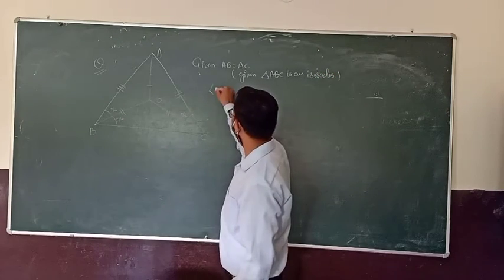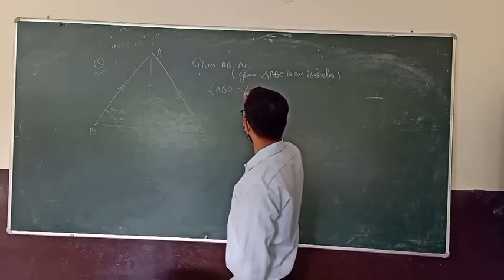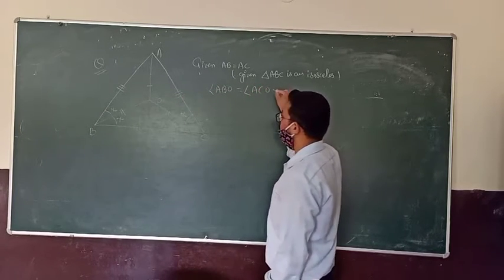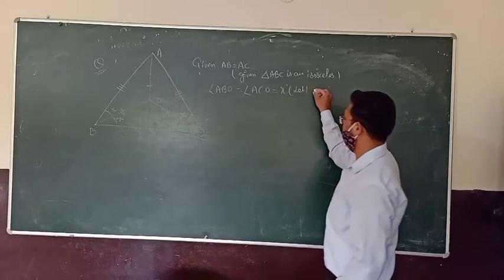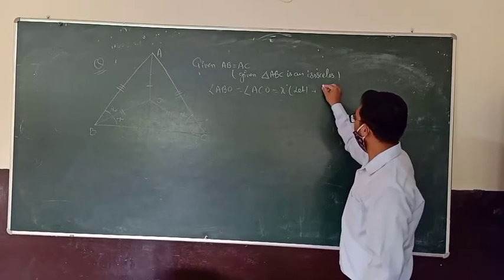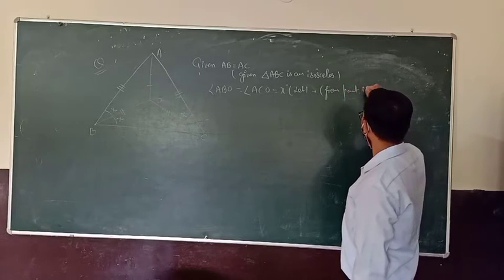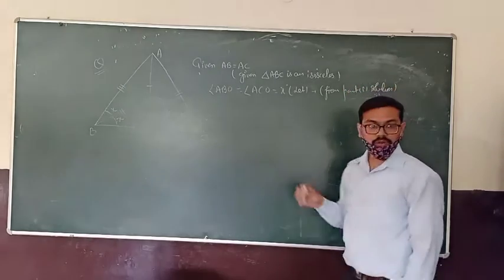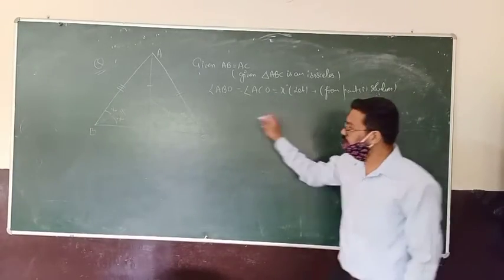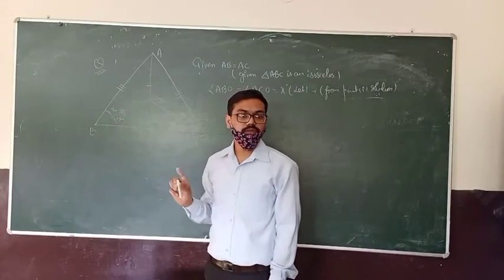Okay. Now ABO is equal to ACO is equal to x, from part 1 solution. ठीक है बेटा, पार्ट 1 सॉल्यूशन से आपने इस चीज को यहाँ पर से लिखा, that this value is x, this value is x. यहाँ पे बेटा किसी को कोई डाउट है?